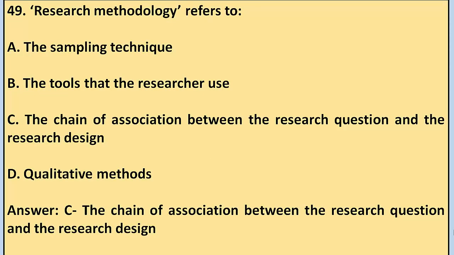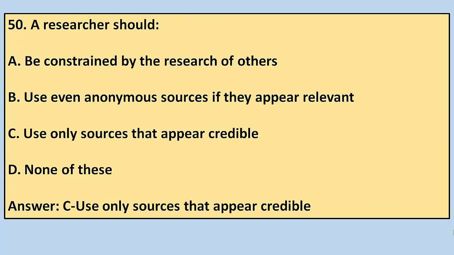Research methodology refers to: A, sampling technique; B, tools that researchers use; C, the chain of association between the research question and the research design; and D, the qualitative methods. Answer is C, the chain of association between the research question and the research design. A researcher should: answer is C, use only sources that appear credible.